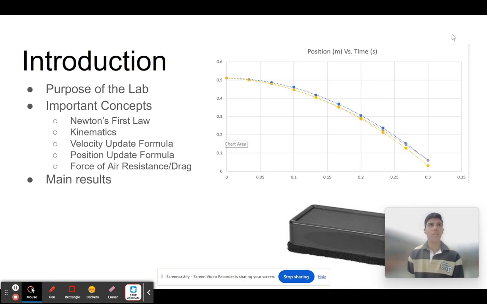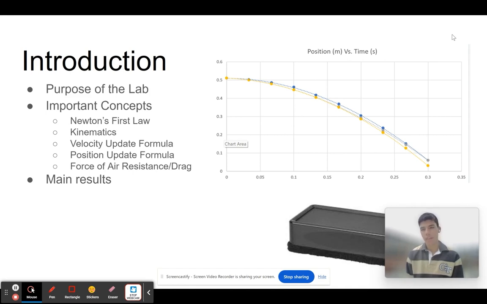Velocity update formula, which again will help us in our iterative process to update how fast we're observing the object to be, given a constant acceleration. And then position update formula, which does the same thing as velocity update, but with position. And then the force of air and drag resistance, or air resistance and drag, we observe that and we watch its effects.